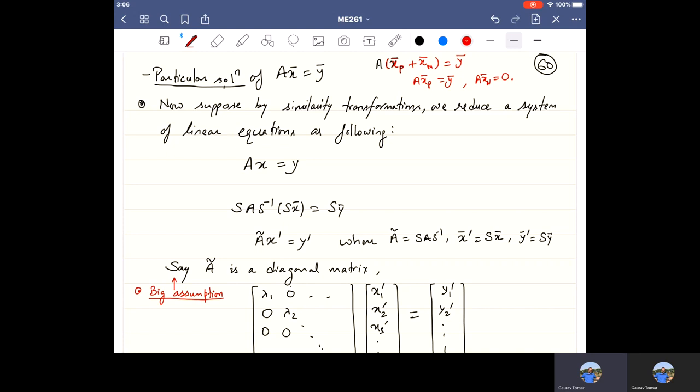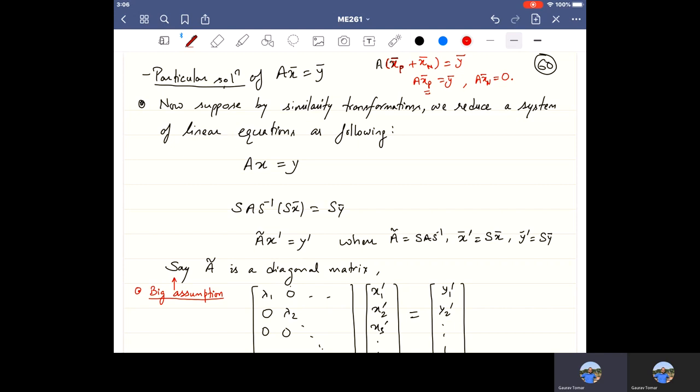Any kind of a linear combination of null space vectors can be added to this particular vector, which is a particular solution. And when you add, you will get another solution to this system of equations.